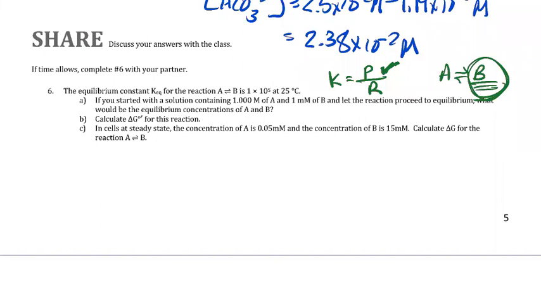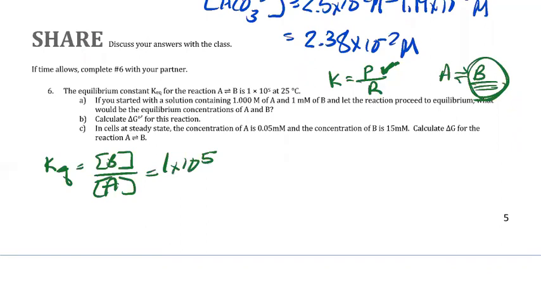All right. So if you started with a solution containing 1 molar of A and 1 millimolar of B and let the reaction proceed to equilibrium, what would the equilibrium concentrations of A and B be? Well, you're going to do something really similar to what you did in number 5, but with the equilibrium expression. So we know K equilibrium is B over A, and we know that that is equal to 1 times 10 to the 5, right?